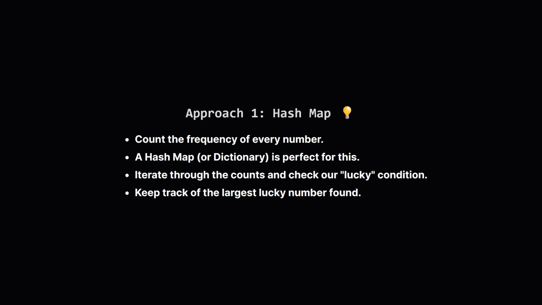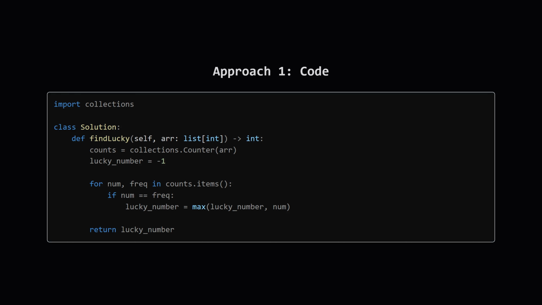So how do we translate this logic into a program? The most straightforward way is to use a data structure designed for counting, a hash map, which is called a dictionary in Python. The idea is simple. First, we'll make a single pass through the input array to count up how many times each number appears, storing these counts in our map. After that, we'll iterate through our map, looking at each number and its stored count. For each pair, we'll ask, is the number equal to its count? If it is, we know it's a lucky number, and we'll compare it to the largest lucky number we've seen so far. Here's what that looks like in Python.